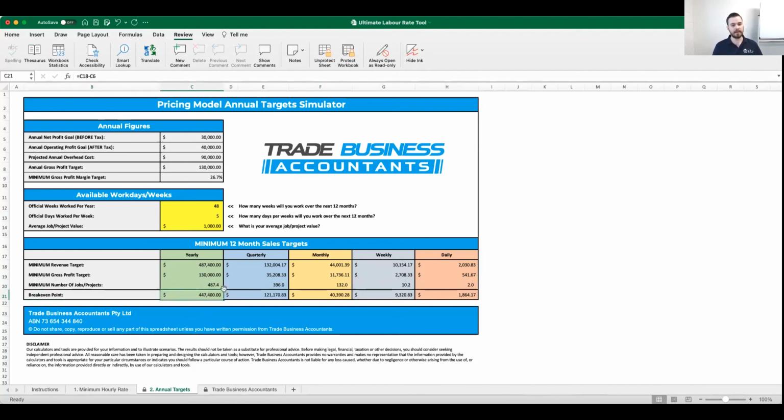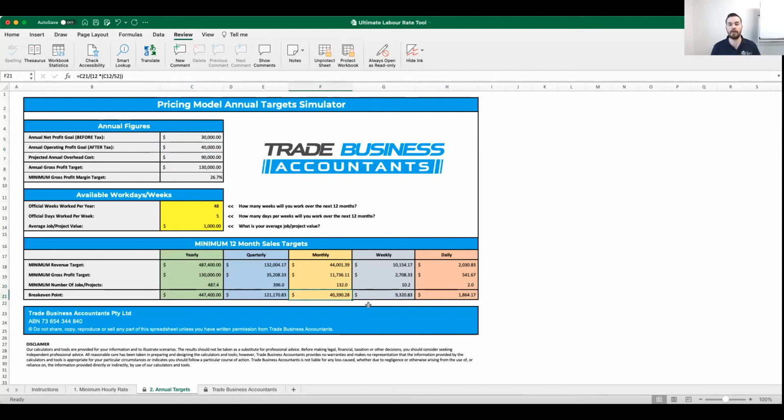So here, our break-even point is $447,000. All this simply is your 487 minus the annual gross profit target here, which works out to 447. Now you break that down: quarterly, that's 121, monthly 40,000, weekly 9,000, daily 1,800, sorry. The importance of this figure is, for example, if you look at your P&L over a month and you aren't making at least $40,000 in revenue, then you aren't covering your costs and you're going backwards.